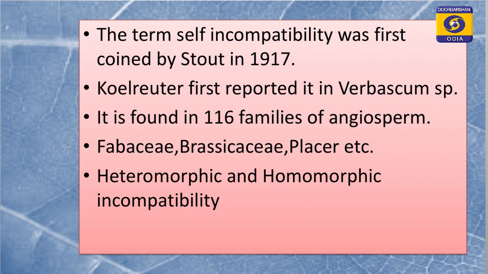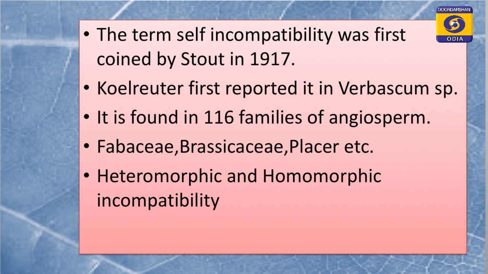So, this term self incompatibility was first coined by Stout in 1917. However, Kohl-Reuter first reported this in Verbascum species, and this is not seen in case of 1 or 2 plants. This is seen in almost 116 families of angiosperms, like Fabaceae, Brassicaceae, Poaceae. There is a mistake in this slide, that is Poaceae, P-O-A-C-E-A-E: Fabaceae, Brassicaceae and Poaceae.